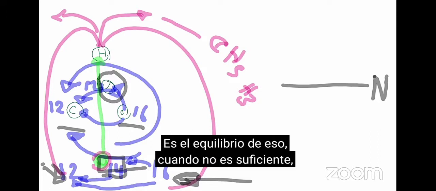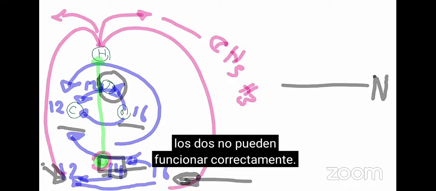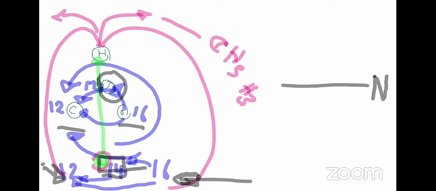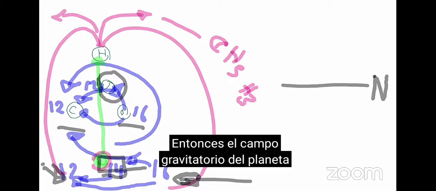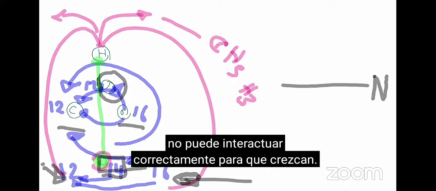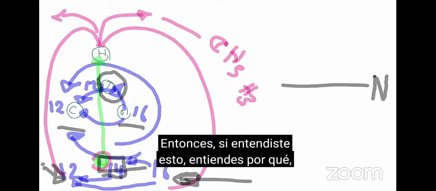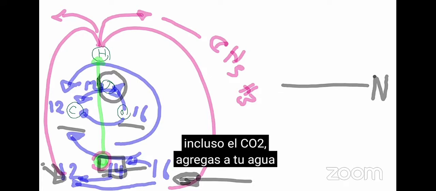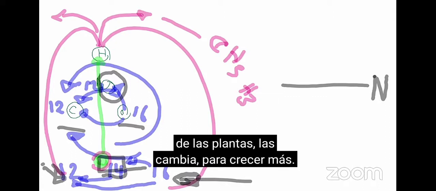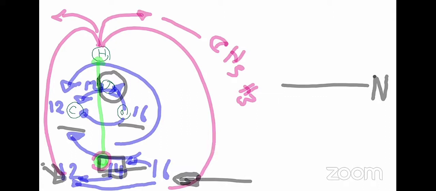It is the balancer of it. When there is not enough of it, the two cannot operate properly. Then the gravitational field of the planet cannot interact correctly for them to grow. Then, if you understood this, you understand why even the CO2 you add to the water of the plants makes them grow more.